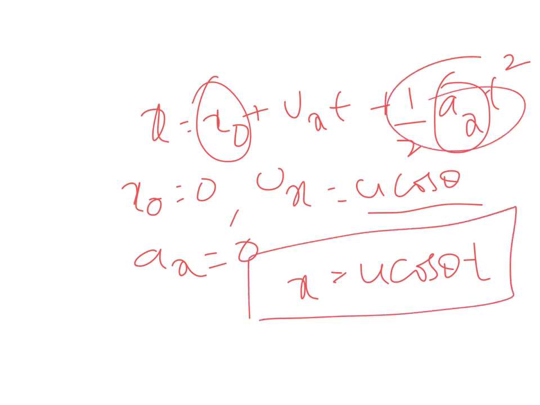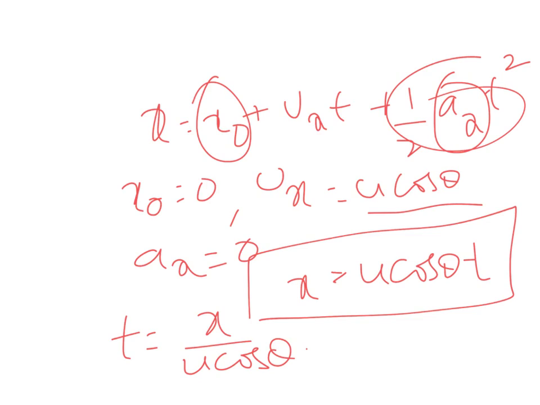If we need to find the value of t, then t is equal to x by u cos theta. This happens only when the motion is along the horizontal direction. If the motion is in the vertical direction, then we have another formula. I'll just show you that.